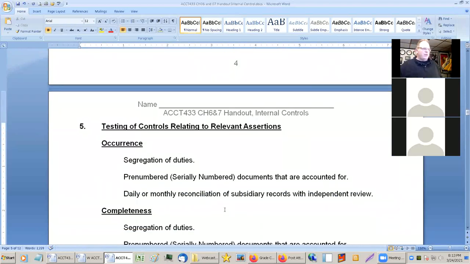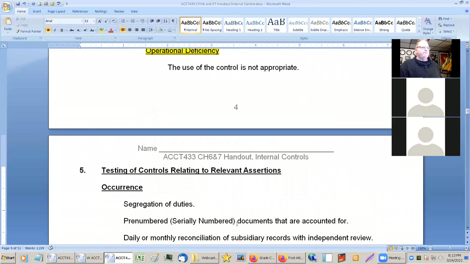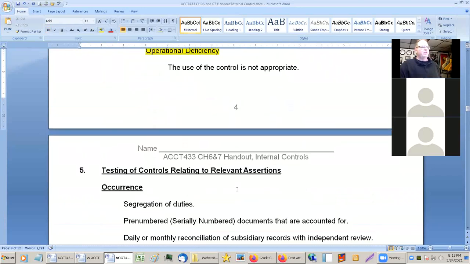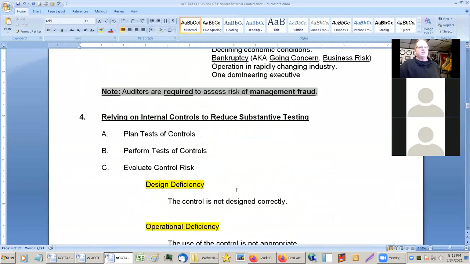Okay, I think we'll call it a day. We'll stop there. We're up through page 4, so we'll start on page 5 next class. Any questions on that? Do problem number 6, I think I call it proportional size. It's the same thing as monetary unit sampling. So see if you can do page 5, and we'll go over it next class. We'll kind of see how you work it out.